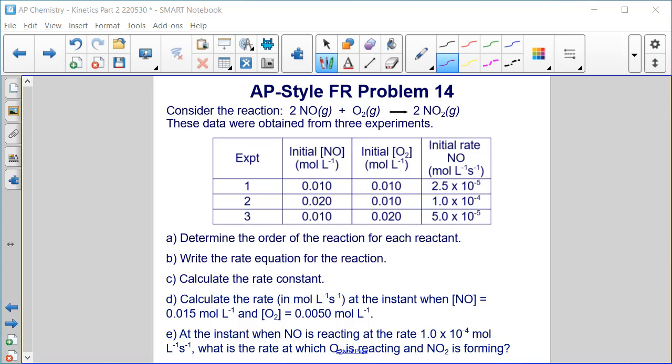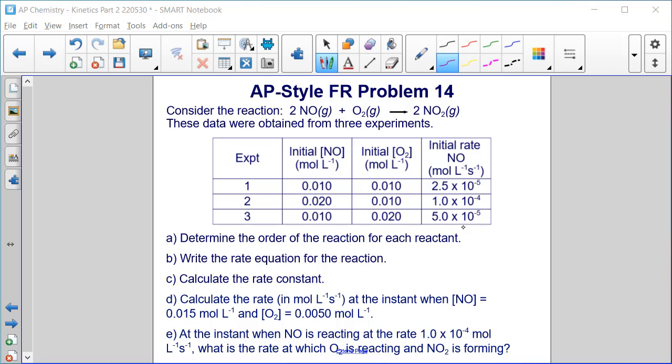AP style free response problem 14. Consider the reaction 2NO plus O2 produces 2NO2. These data were obtained from 3 experiments. You can see initial concentrations of the 2 reactants, and the initial rate of the reaction is also measured. So A, determine the order of the reaction for each reactant.